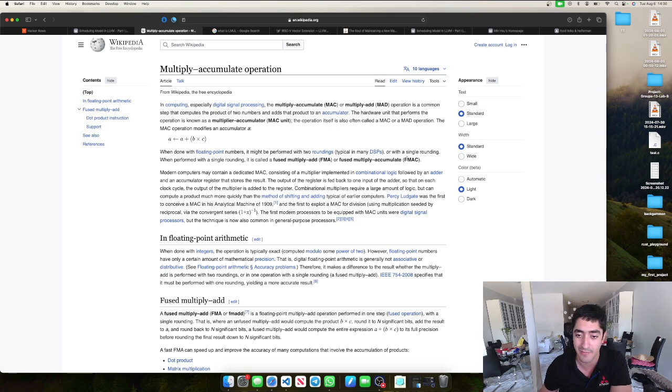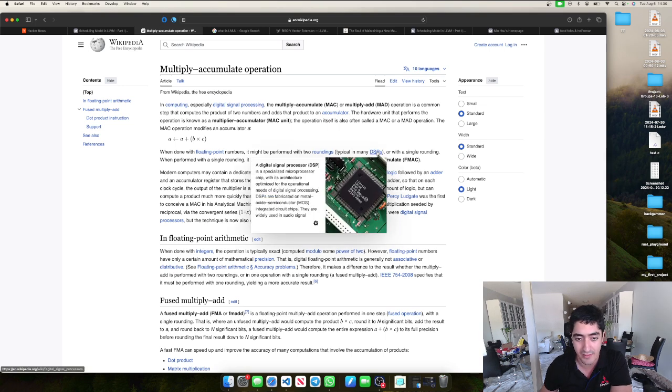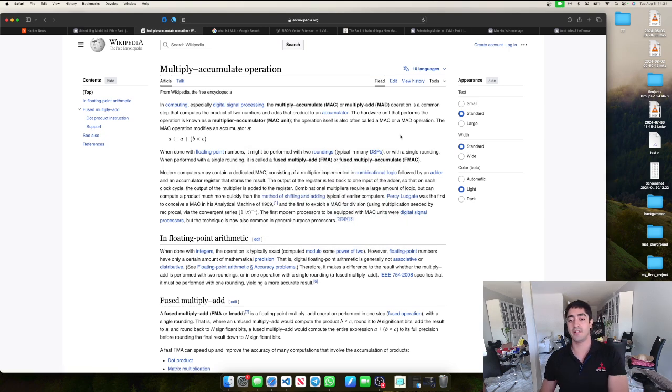It might be performed with two roundings, typical in many DSPs, digital signal processors, or with a single rounding. When performed with a single rounding, it is called fused multiply-add or fused multiply-accumulate, FMAC or FMA. Fused, because with a single rounding, you're fusing it. You're not using two roundings.